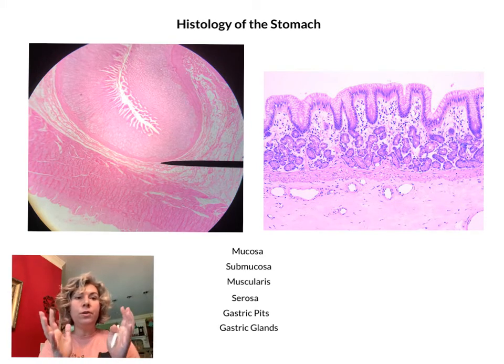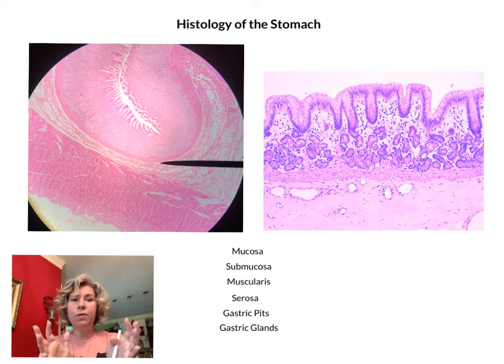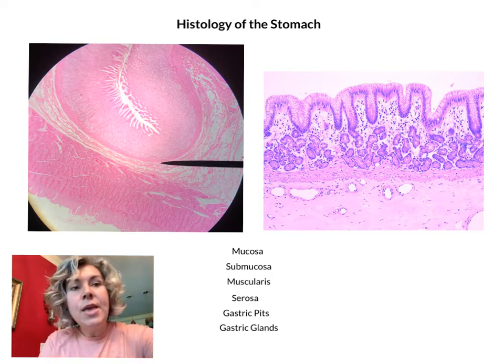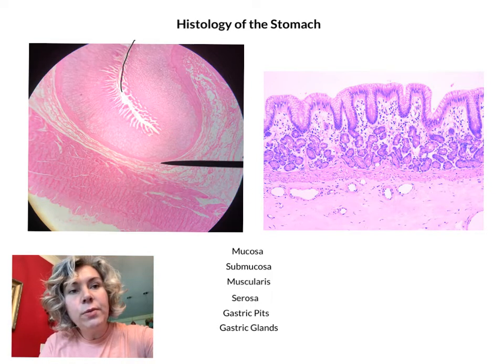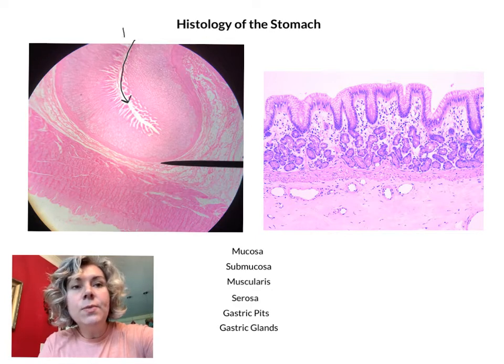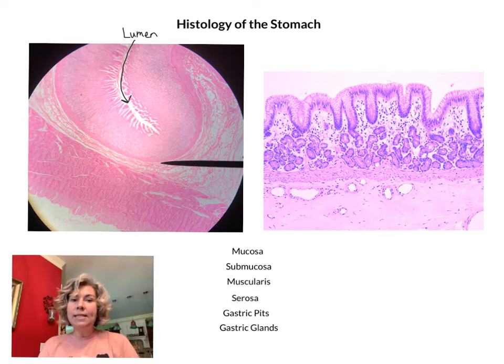So looking first at the lower magnification photo, let's go through and label the four main layers of the alimentary canal. First, as a point of reference, this area that you see running through the middle that's clear, this is what we call the lumen. The lumen is the hollow space inside the stomach. So when you swallow food down the esophagus and it ends up in the stomach, the lumen is where the food is landing, okay?